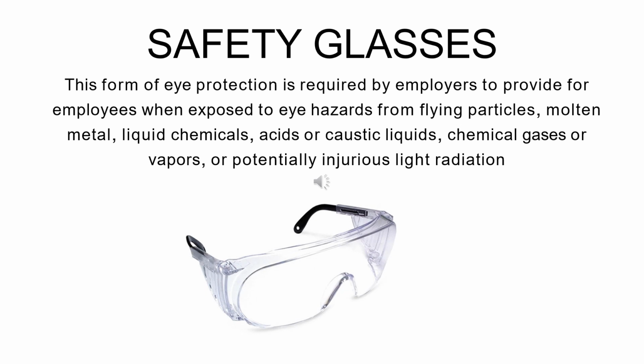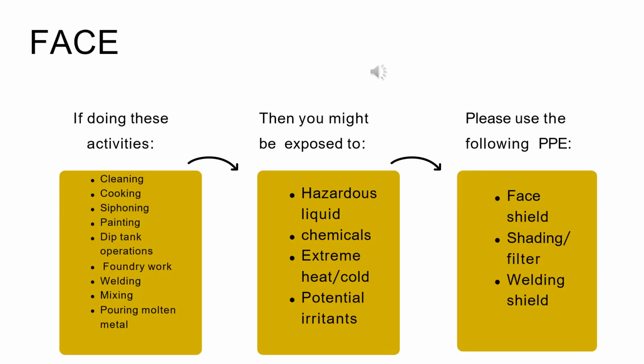Safety glasses. This form of eye protection is required by employers to provide for employees when exposed to eye hazards from flying particles, molten metal, liquid chemicals, acid or caustic liquids, chemical gases or vapors, or potential injuries like radiation.